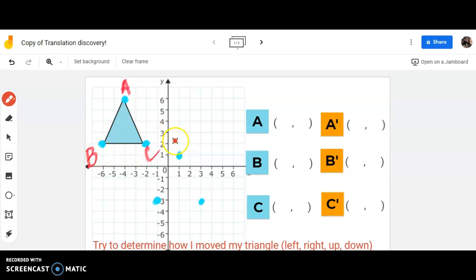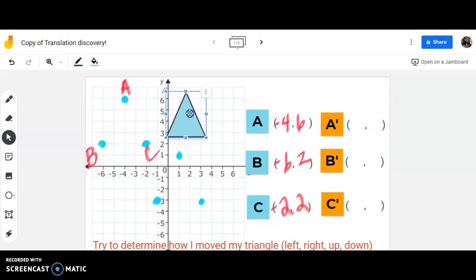So then I had to go get my coordinates. So for A, my coordinates are -4, 6. Okay, B, -6, 2. And then C, -2, 2. Okay, and so what we finished off doing is determining the direction that I had to move my triangle, right, to get to my new set of dots.